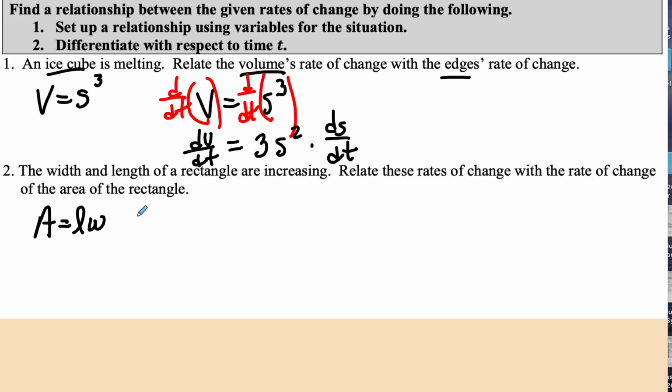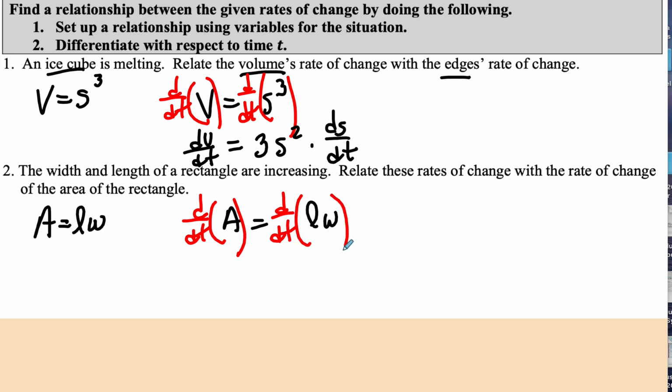All right, let's take a look at the next one. The width and length of a rectangle are increasing. We want to relate these rates of change with the rate change of the area of the rectangle. So I'm going to write it out again, and then I'm going to find the derivative with respect to time of each side. The derivative with respect to time on this side, derivative with respect to time on this side.